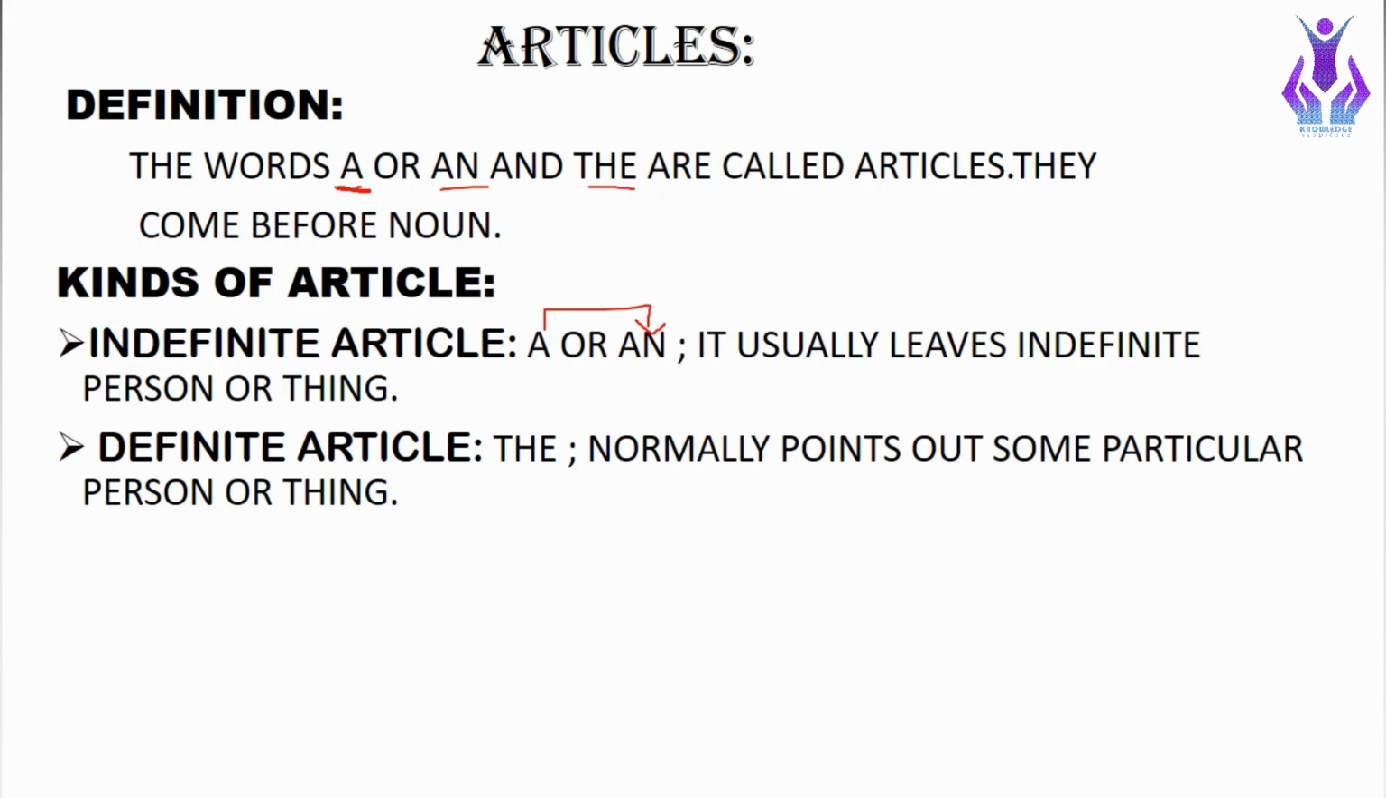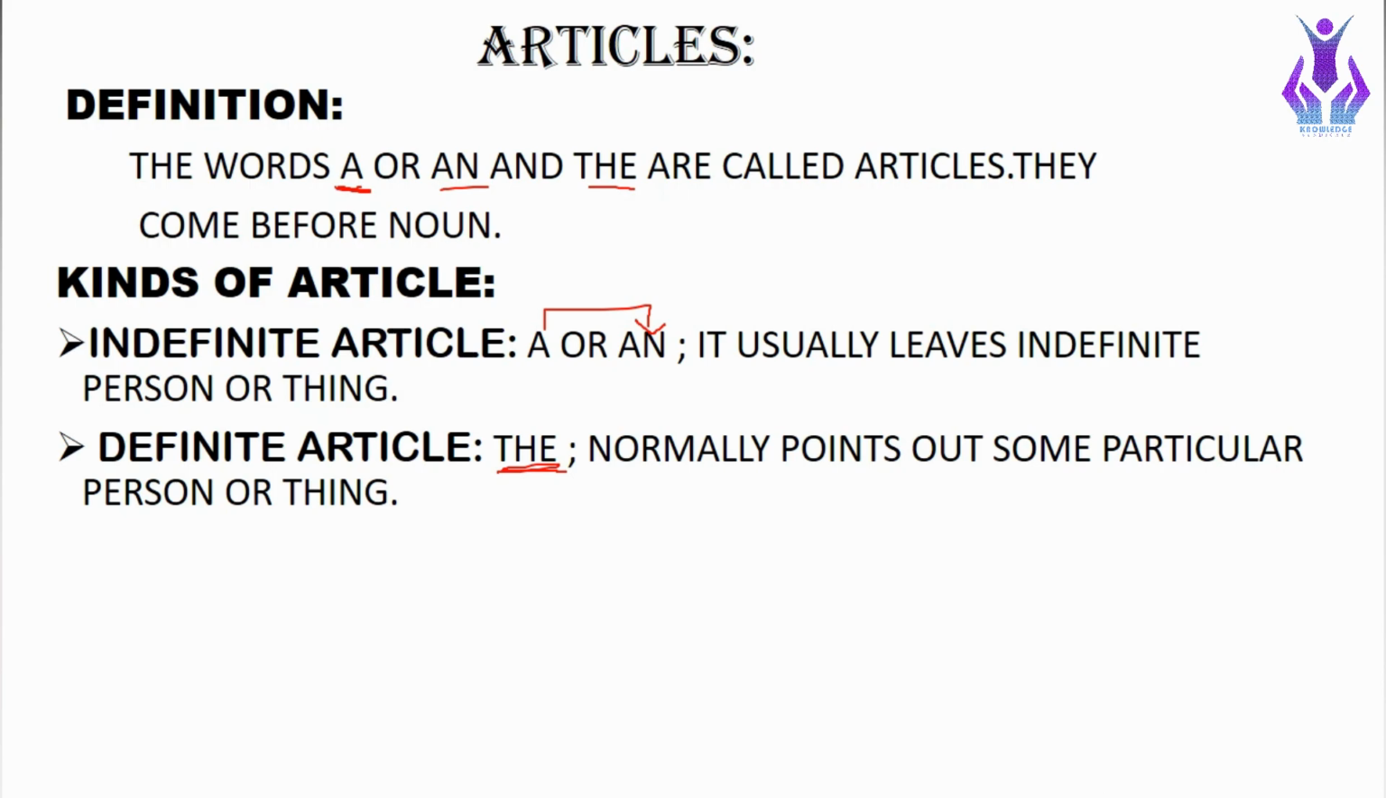We can say a doctor, meaning any doctor. So a is used before something indefinite. The next one is the definite article. The word the is our definite article. It normally points out some particular person or thing. So he saw the doctor means some particular doctor. When we say he saw the doctor, it means that he is visiting some particular doctor, like the doctor of physiotherapy or something like this.